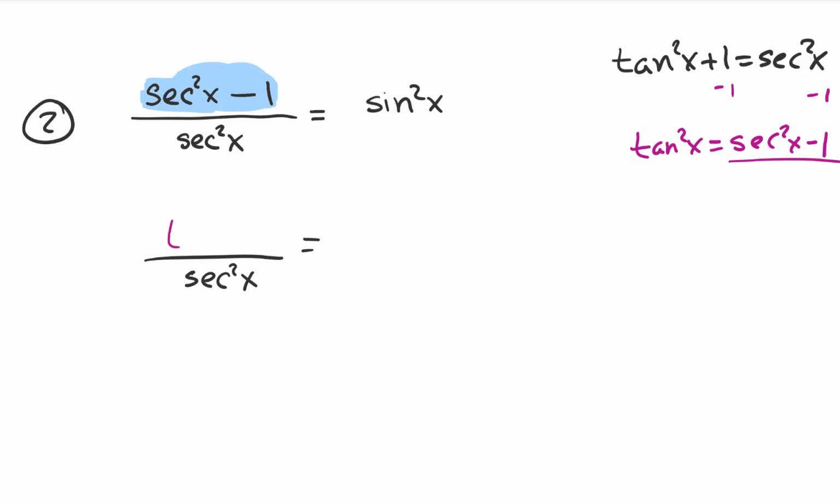We'll change it into tangent squared of x. I think at this point, something smart to do, huh? There is only sine and cosine. So let's keep rolling on down. All right, cool.